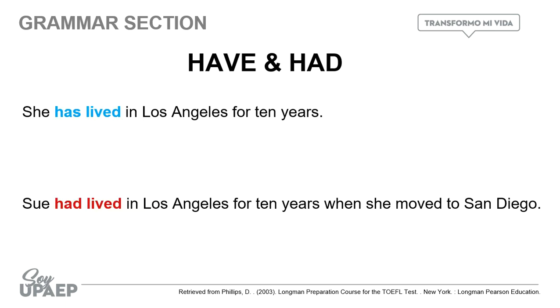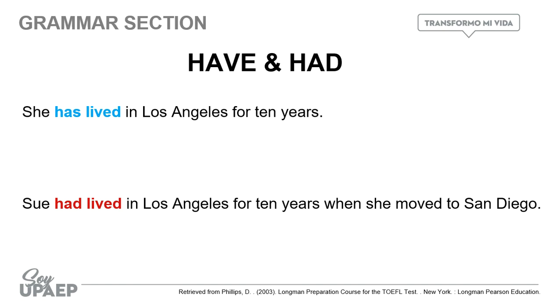Okay, let's continue with have and had. These are 2 words that belong to tenses that are often confused. They make students get confused because they are really, really confusing.